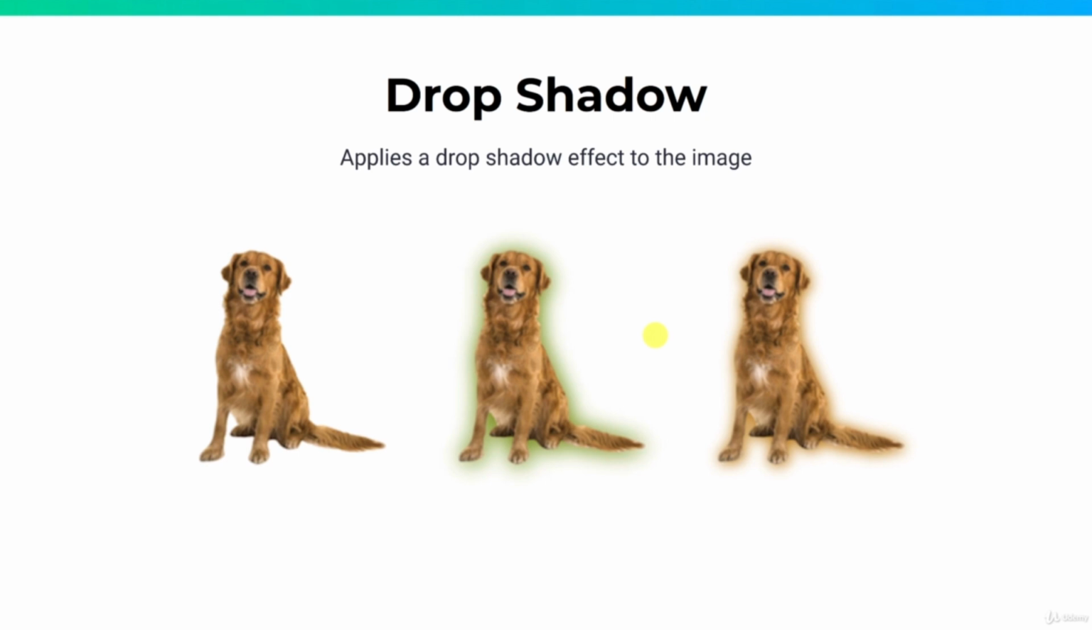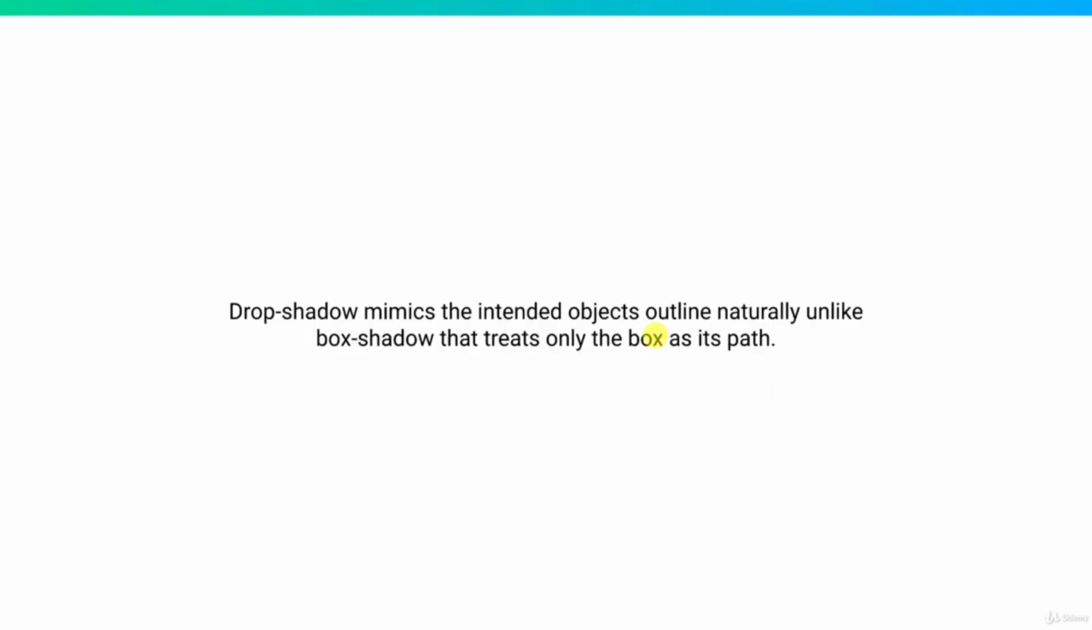So you might be thinking, what is the difference between drop shadow and box shadow? Well, there's a major noticeable difference. When you use this drop shadow function, some browsers provide hardware acceleration for smooth performance. And there's another big difference: drop shadow mimics the intended object's outline naturally, unlike box shadow, which treats only the box as its path. Let me show you an example here.